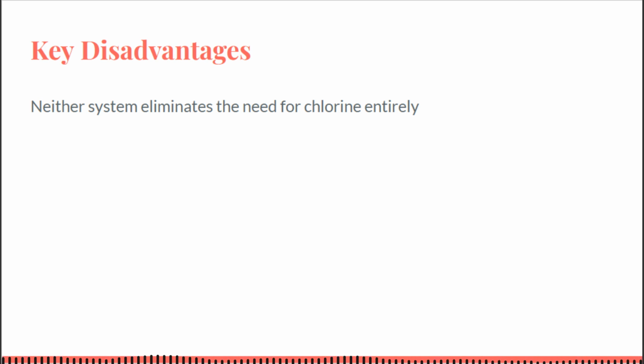If not installed properly, e.g. incorrect flow rate or lack of degas unit when needed, they can introduce fine bubbles or ozone off-gas in the return line. Though this is easily solvable with proper setup. Neither system eliminates the need for chlorine entirely, a fact sometimes misunderstood. You must still maintain a minimum chlorine level for residual protection at all times.